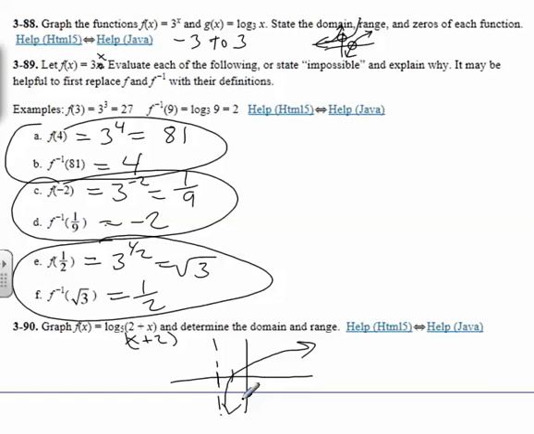And determine the domain and the range. So the domain is everything from -2 and up. It can't be exactly -2 because that's an asymptote. We don't actually reach that. And then the range is all real.